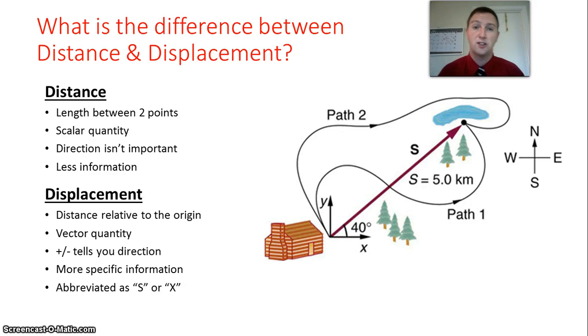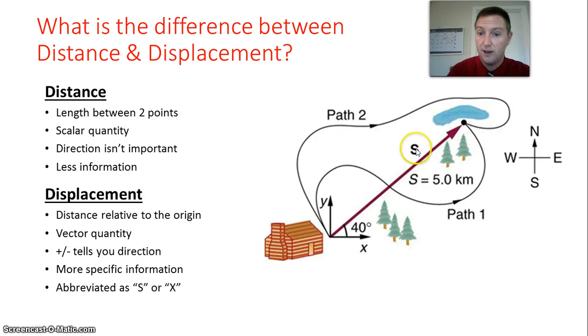All right. So I just used that word displacement. What the heck is displacement? Displacement is like distance, but it's the vector version of it. It gives me not only magnitude, but it gives me direction. Distance is the length between points. It's also the distance you travel. Distance follows the path.